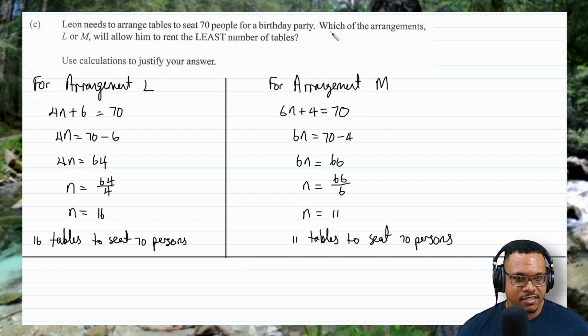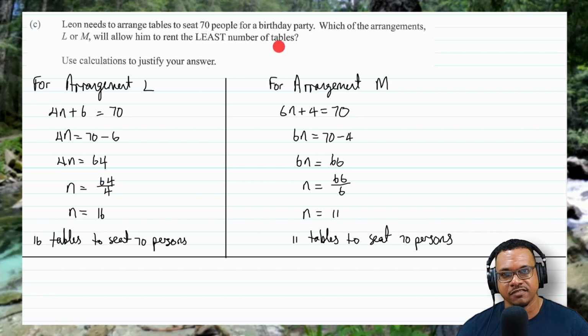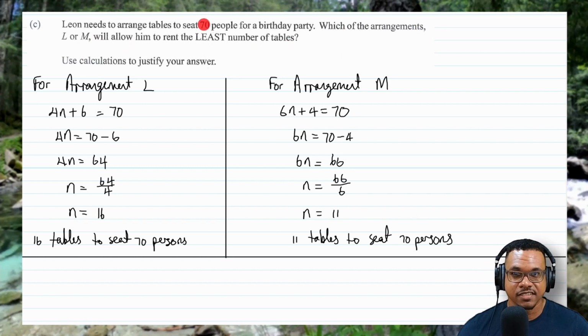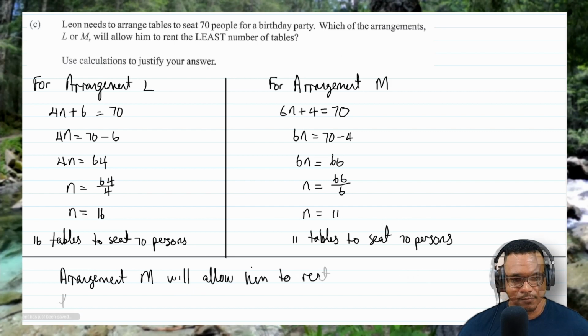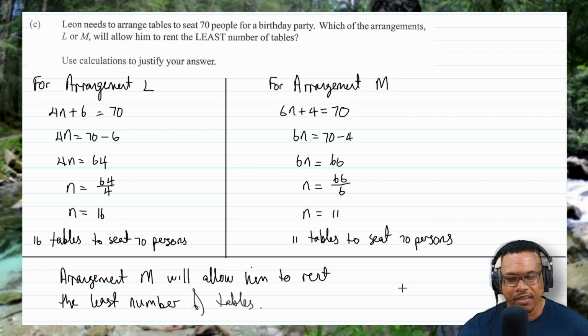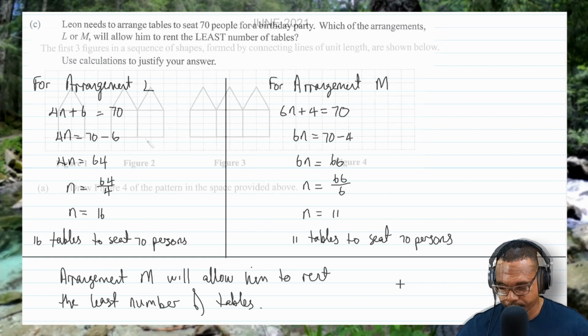So the question was asking which arrangement, L or M, will allow him to use the least number of tables, of course, to seat 70 people. And of course, that answer will be arrangement M, because 11 tables is less than 16 tables. So arrangement M will allow him to rent the least number of tables. And that's question 7 for June 2022.